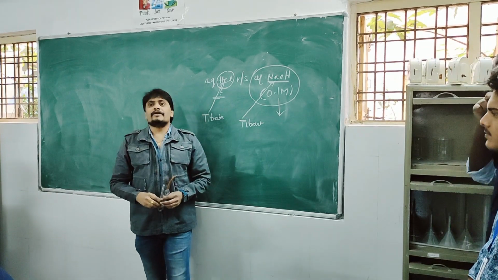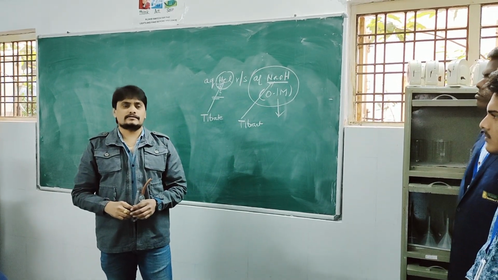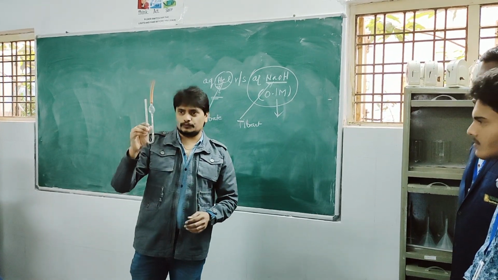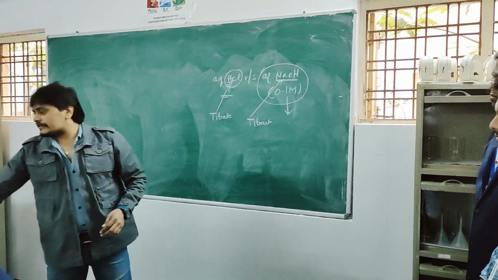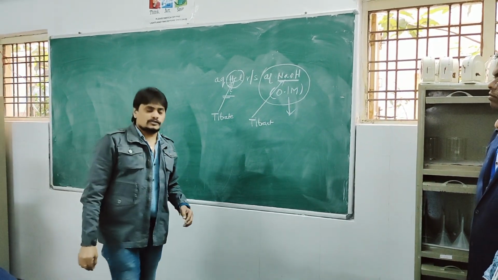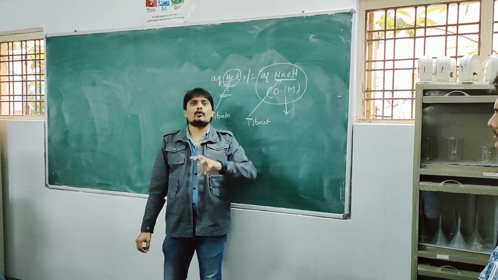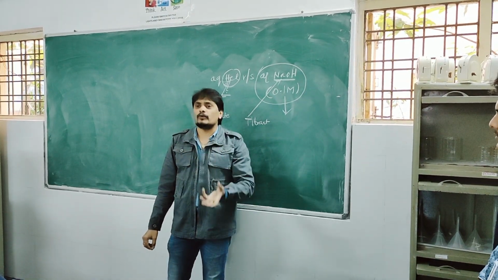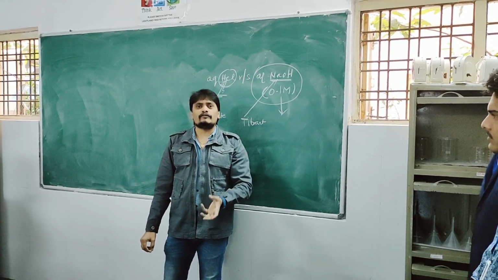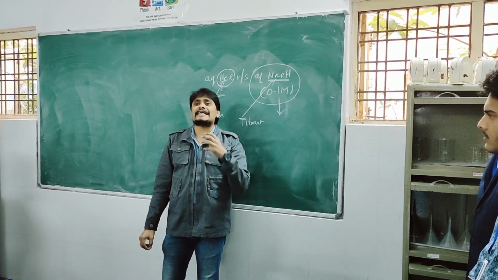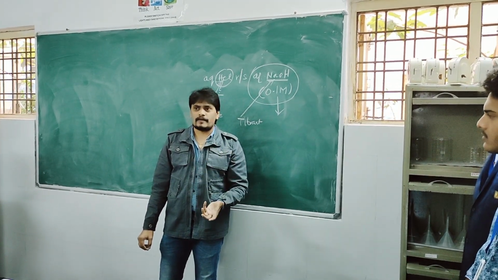So, determination of viscosity of unknown liquid is what you are going to do. Before starting the experiment, first and foremost, you have to know the parameter: you are going to determine the viscosity of the unknown liquid. So you have to know what exactly viscosity is.